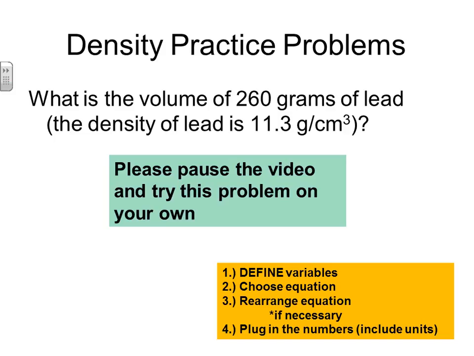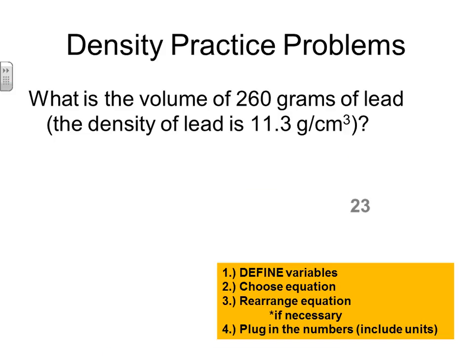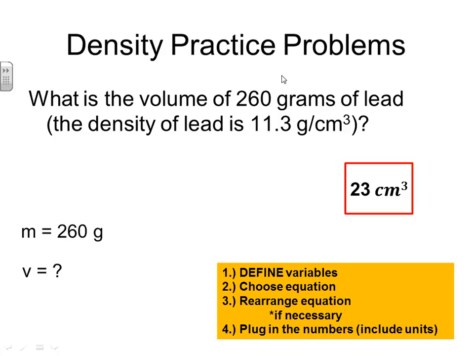All right, now that you've had a chance to try this one out, the correct answer is 23 centimeters cubed. So let's go through and see how we got that answer. Let's define our variables. So it starts off asking what is the volume, so volume equals question mark, of 260 grams of lead. Since this is grams, I know that that is my mass. And then it tells me the density of lead is 11.3 grams per centimeters cubed.